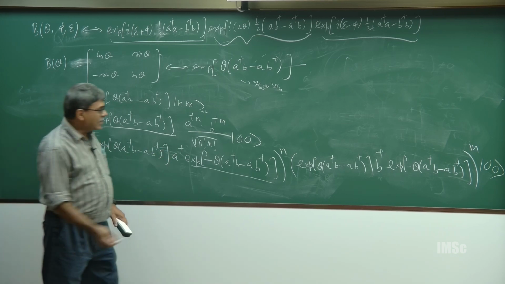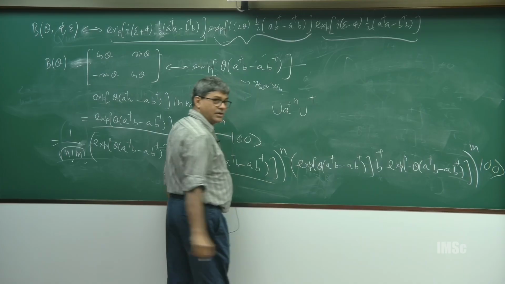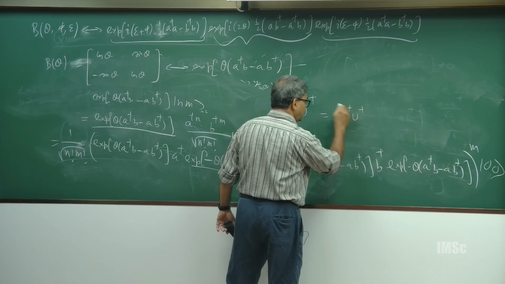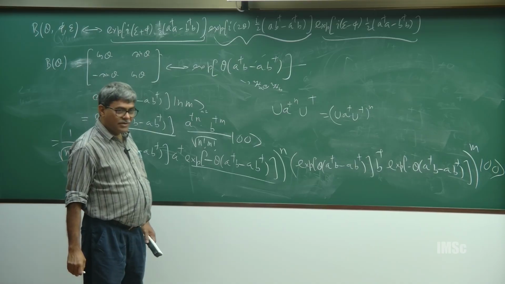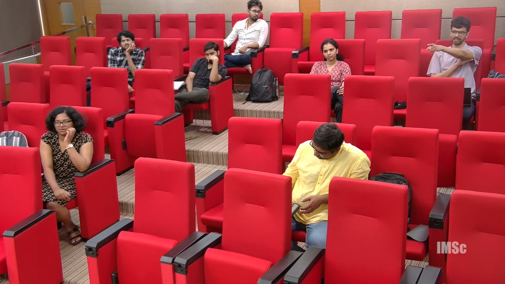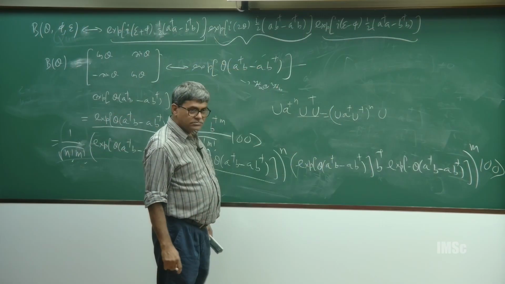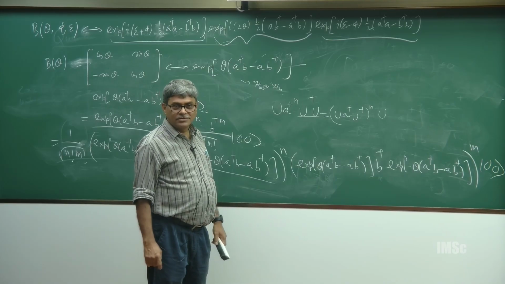So like U A dagger to the power n U dagger. You can write it as (U A dagger U dagger) to the power n, right? Then how did we get the last term? Here it was U, because this was not there. This is identity. There has to be a U in the last, not U inverse. It should be U here, something like that. This I can always do. So this is fine. Yes, that's what I have done.